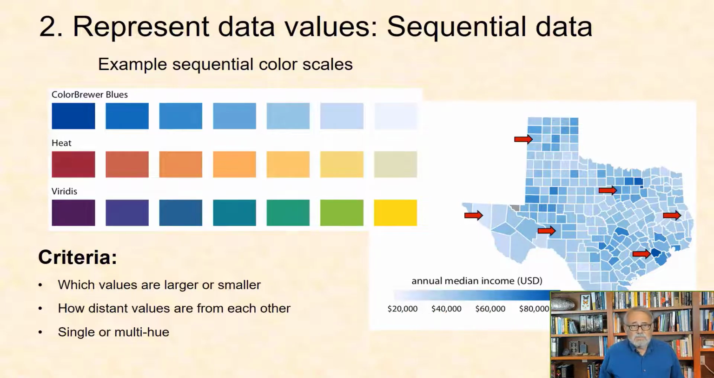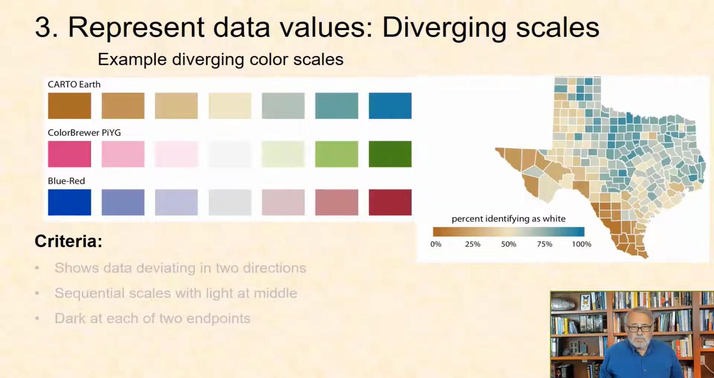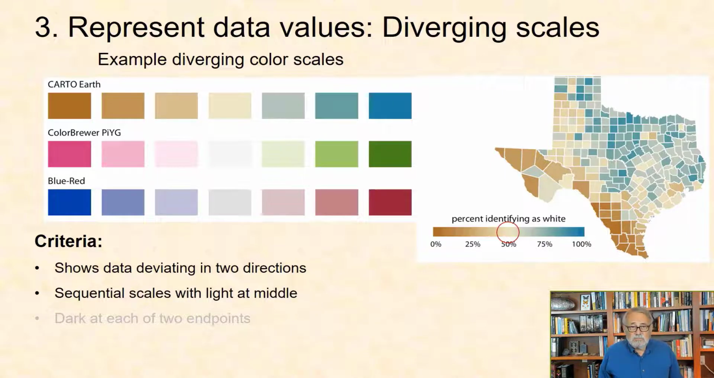The third set represents data values on diverging scales. The criteria are as follows. That shows data deviating in two directions. Sequential scales with light at the middle and dark at each of the two endpoints.